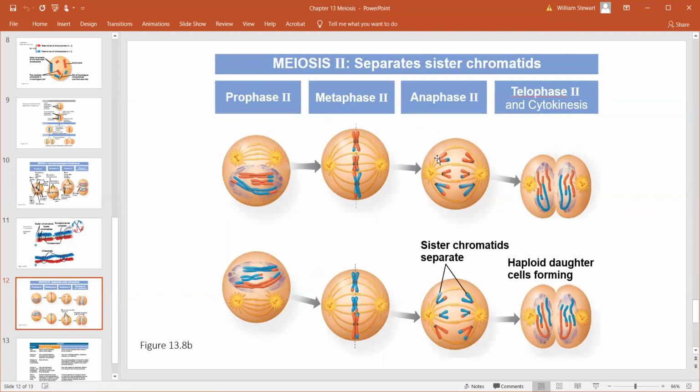Anaphase 2, now see how the individual chromatids separate? And they highlight that for you. Notice chromatids separate. And then we are going to end up with 4 cells, where each cell only gets 1 copy of each of the chromosomes. So this particular cell here got a recombined chromosome 1, a non-recombined chromosome 2, and chromosome 3 that was also recombined.